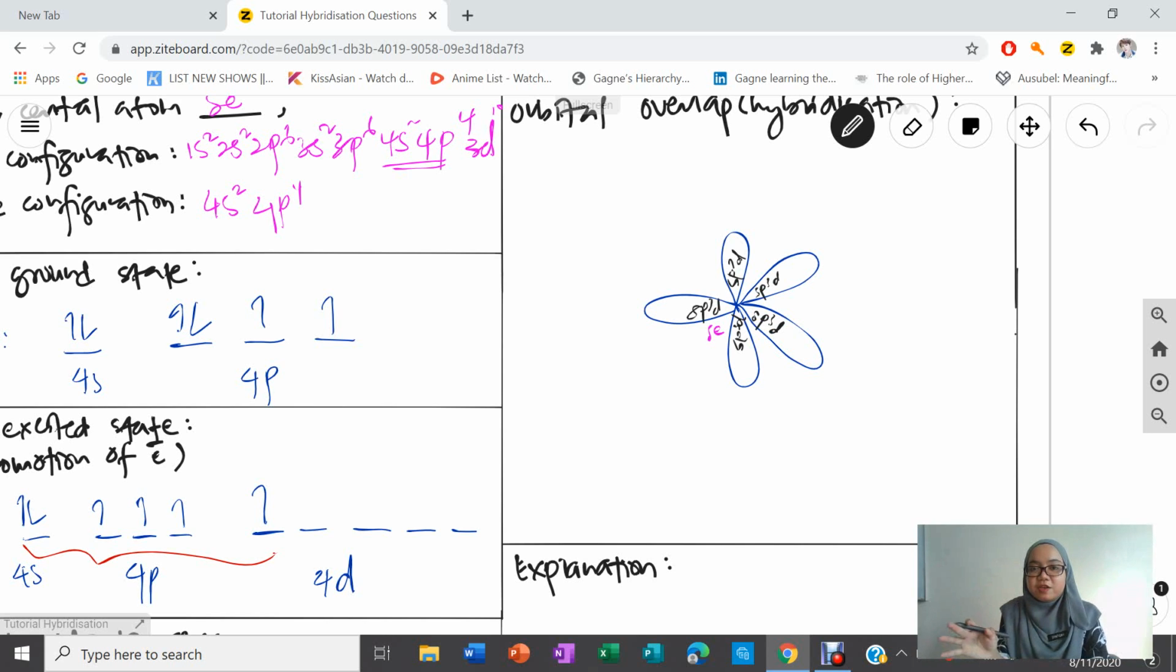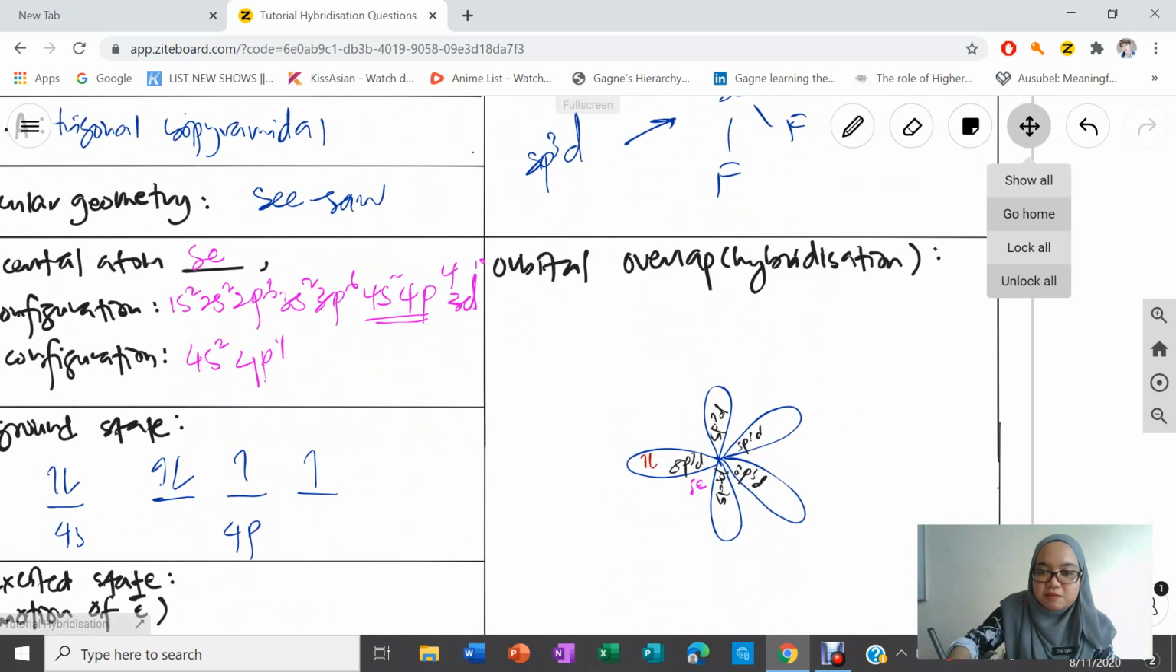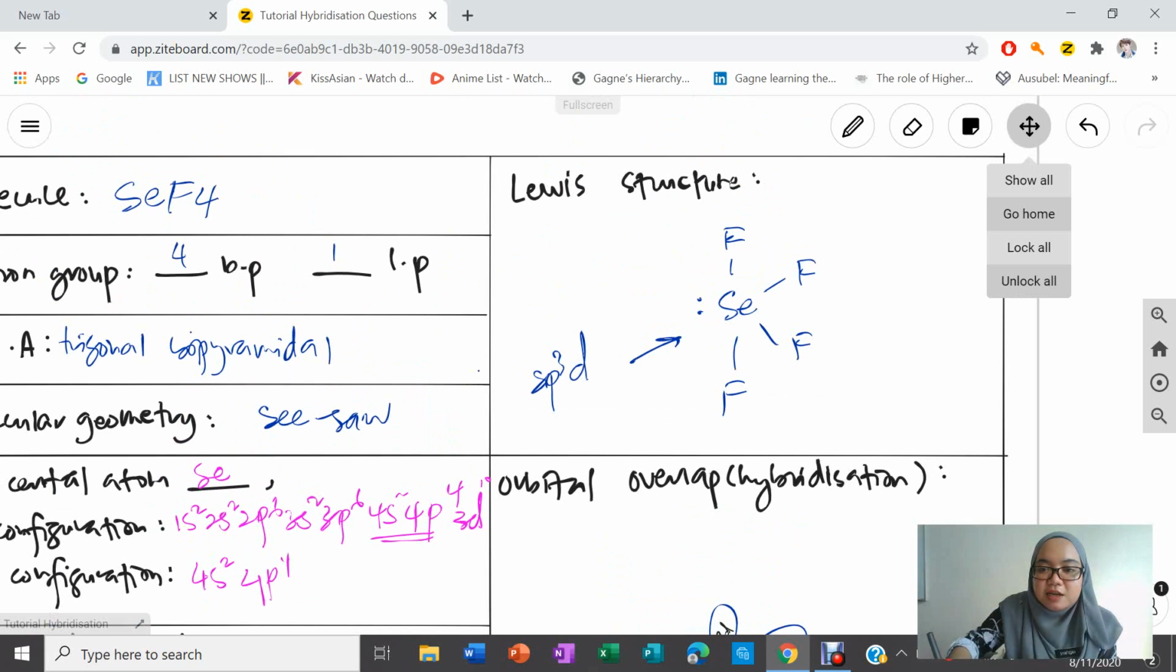It has the shape of the trigonal bipyramidal. Now there is 1 lone pair, right? So 1 lone pair, we need to put it here. We look at the Lewis structure here, one lone pair, so we draw it like this. And then we see that the Se central atom will form a sigma bond with the F orbital. So F has a 2p orbital, the 2p valence electron with one unpaired electron.